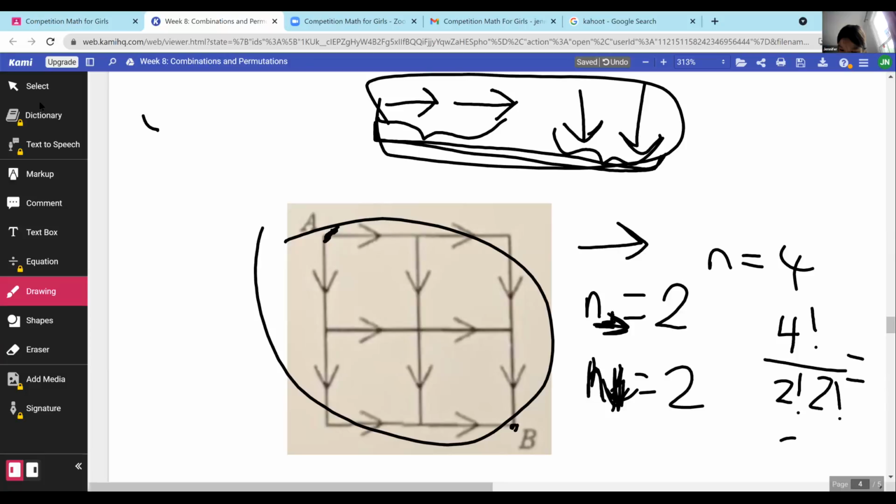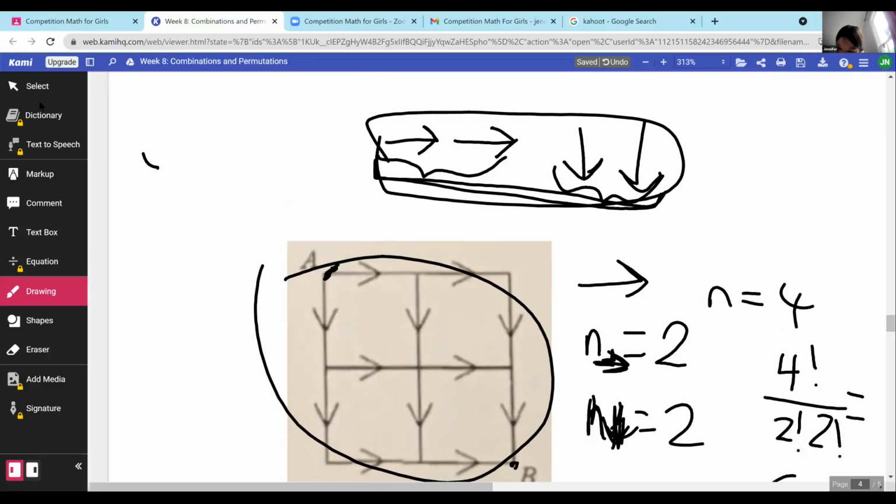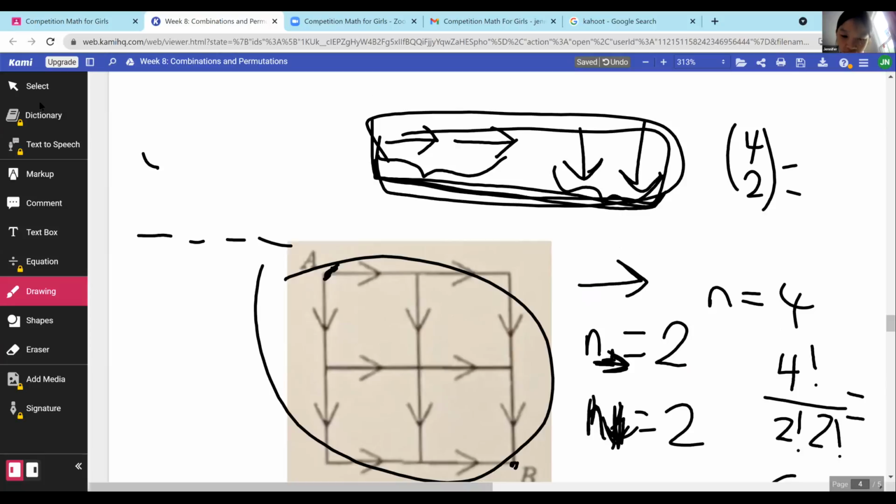Yeah, it's just 6. And that actually could also be thought of in terms of 4 choose 2. If you want to have 4 spaces for these 4 arrows to go, and you want to choose 2 spaces for either the 2 right arrows or the 2 down arrows to go, that's also 6.